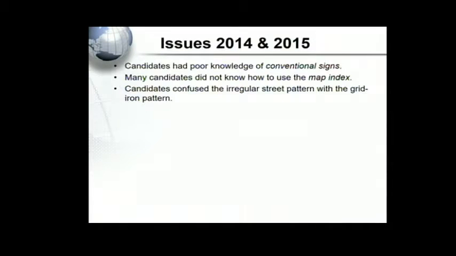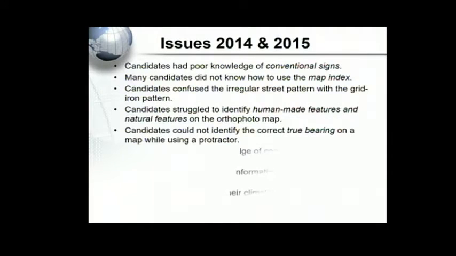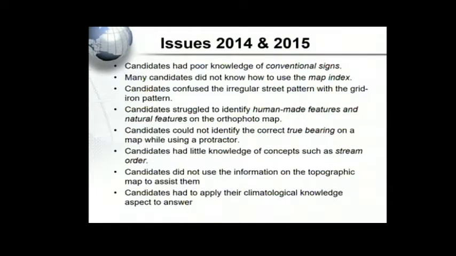Now, if we have a look at the issues of the 2014 and the 2015 question paper, I'm just putting on all of them. Remember, we looked at the 2014 and the 2015 question paper. And this is very, very important, because remember that we took 2 years of issues, and the following came up. Firstly, candidates had a poor knowledge of conventional signs. Now, that is the key on the map. Now, I'm coming back to this again.